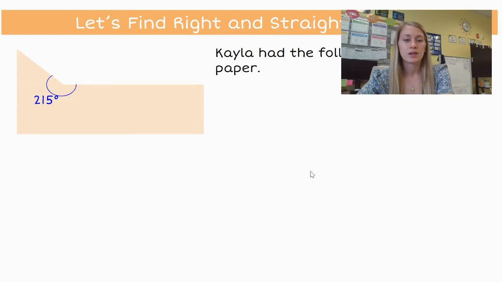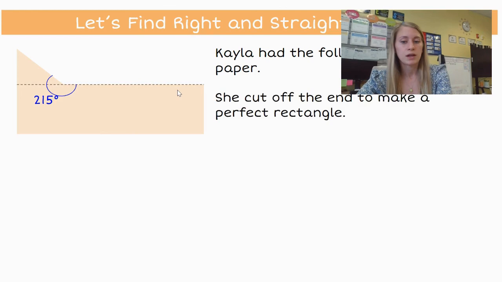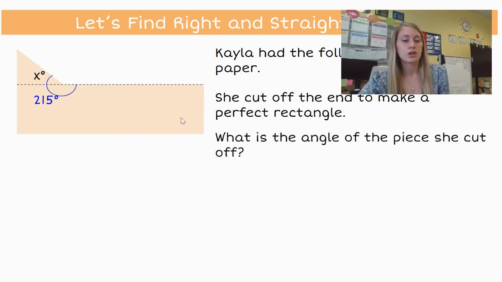Let's try it again. So let's find right and straight angles. Kayla had the following piece of paper. This yellow piece is her paper. She cut off the end to make a perfect rectangle. So she didn't want this little triangle piece up here. She wanted to cut it to make a perfect rectangle. What is the angle of the piece she cut off?